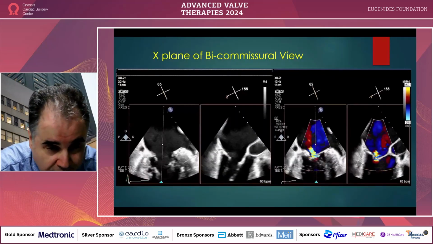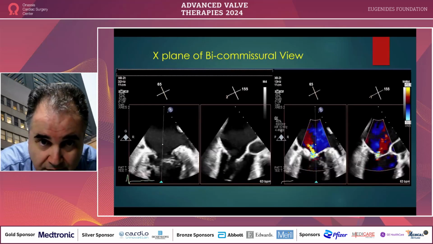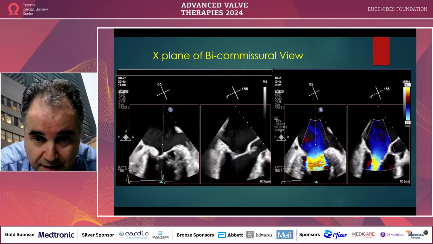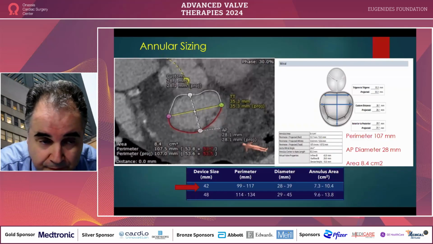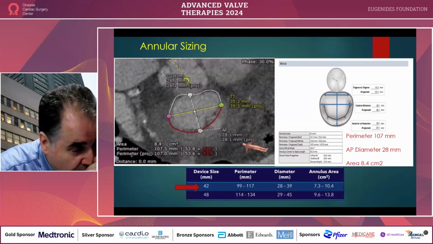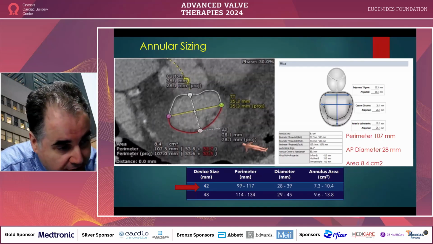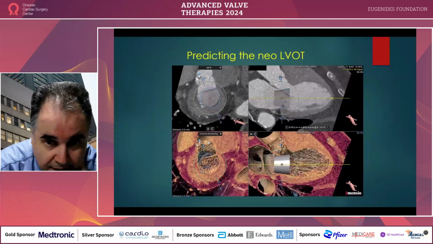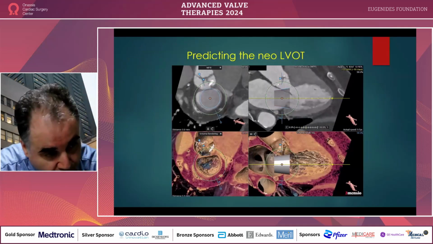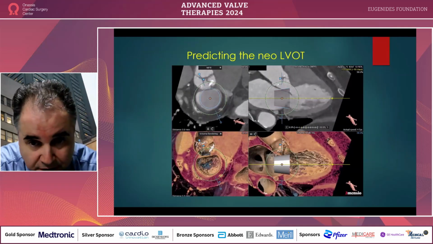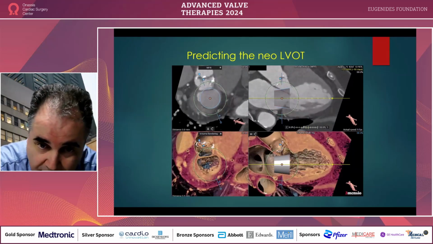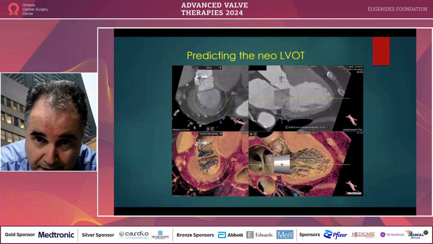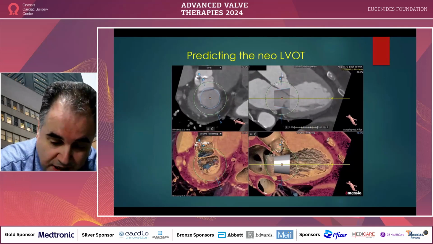And this is a case of severe mitral regurgitation that underwent the same intended therapy with the Apollo trial. Based on the CT measurements, the size of the device that was selected was 42. This CT, as I told you, is very important, especially for the transcatheter mitral valve, to check the LVOT and to predict the neo-LVOT size.